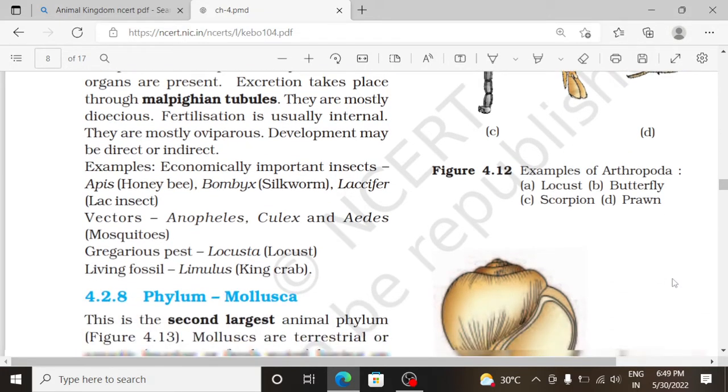Examples: economically important insects: Apis, honeybee; Bombyx, silkworm; Laccifer, lac insect. Vectors: Anopheles, Culex and Aedes mosquitoes. Gregarious pest: Locusta or locust. Living fossil: Limulus, king crab.